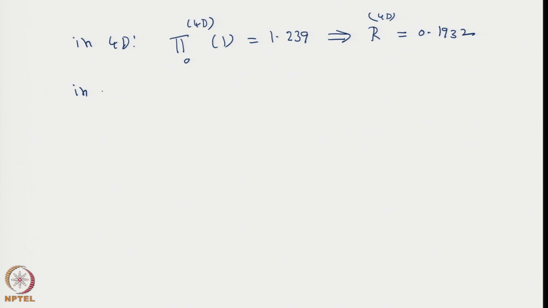In 5D, the pi function is finite, it has some value, some number, but it implies the return probability in 5D turns out to be 13.5%, 0.135, and so on. So one can now numerically evaluate in any dimension and then obtain the return probabilities. So this completes our derivation of symmetric random walk.